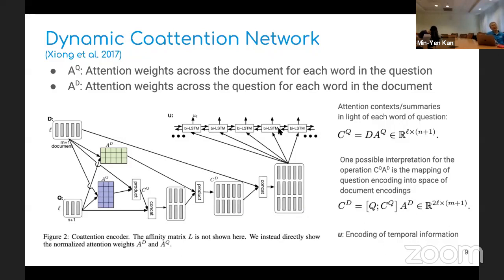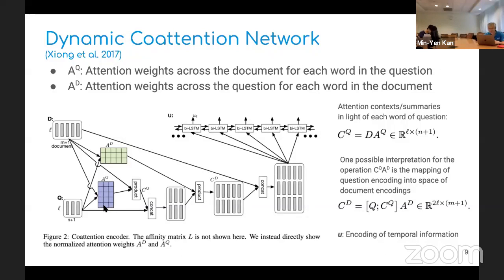Yeah, so CQ is D times AQ, right? AQ is actually the attention which is calculated and normalized for the question. But for the question, do you mean each document token's attention to each question token, or the other way around? That's right. I wasn't very clear on that, and it's not very clear in the BiDAF paper either. Well, you can take a look by analyzing the dimensions of AQ and AD. They do tell you that AQ has the dimensions of M plus 1 times N plus 1, and then AD is the other way around. So what sums to one then? Something should sum to one. The rows sum to one?